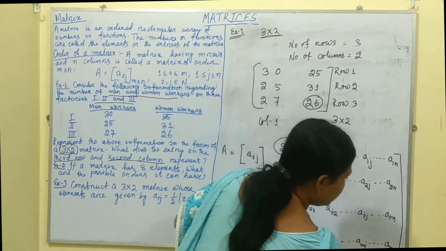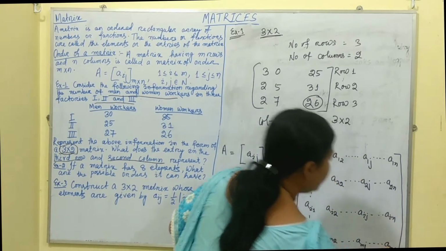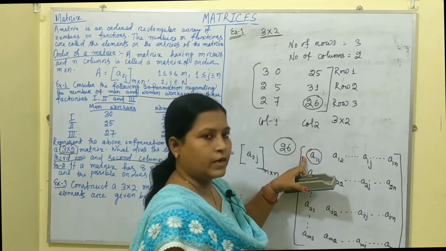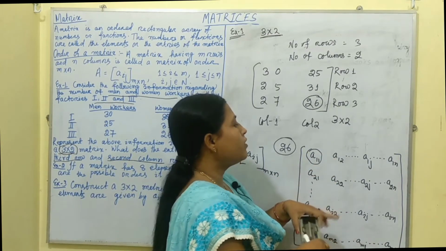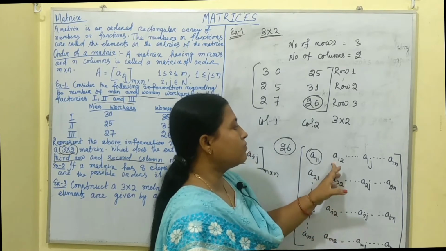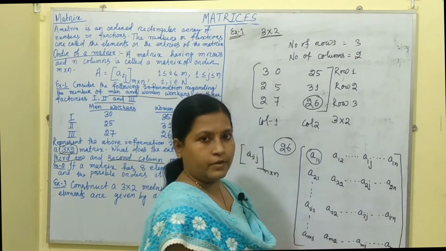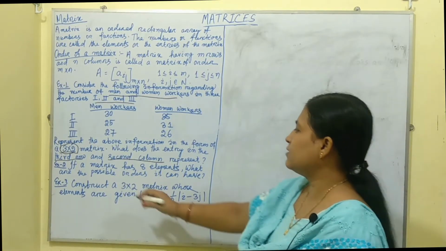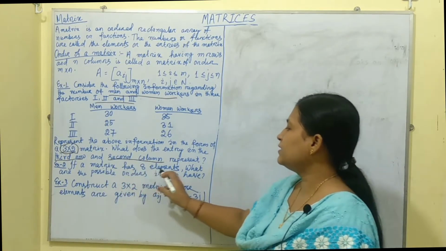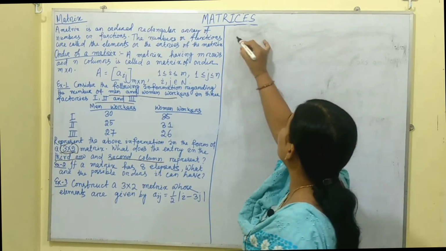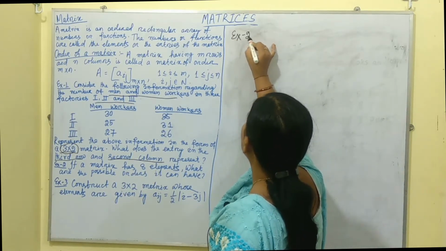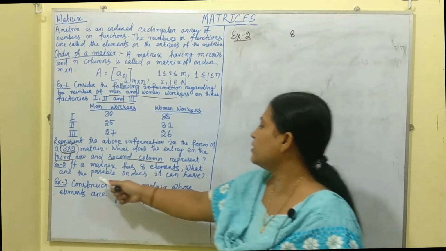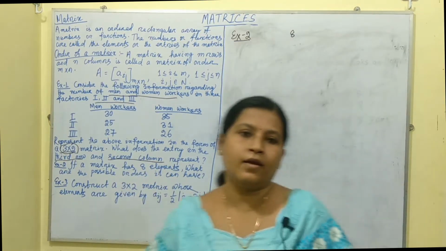n matrix, this is also an m by n matrix. So this is the element of first row, first column, this is the element of first row, second column, and all the elements like that. Let us come to the next example, example 2. If a matrix has 8 elements, what are the possible orders it can have?